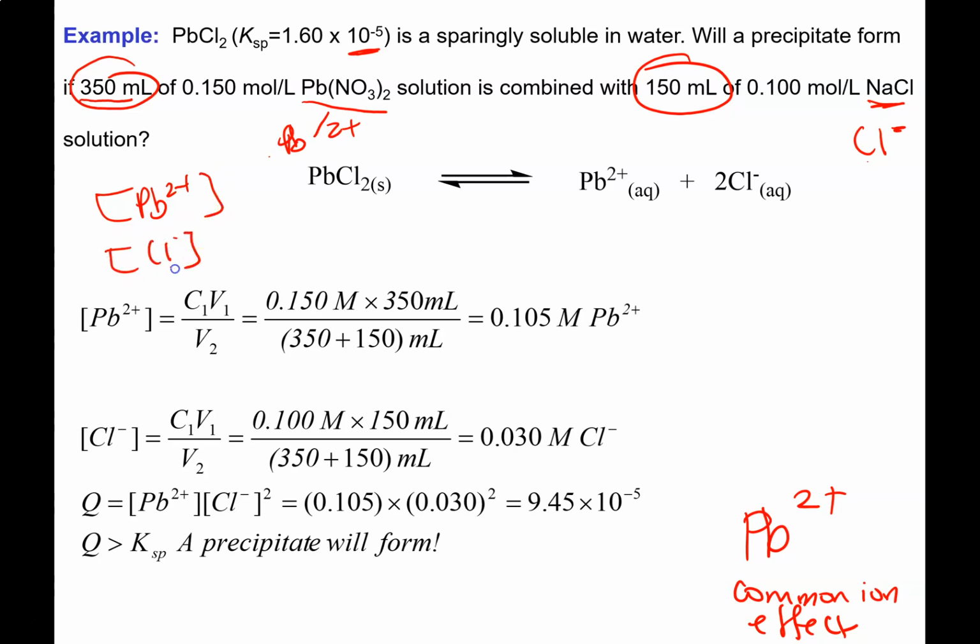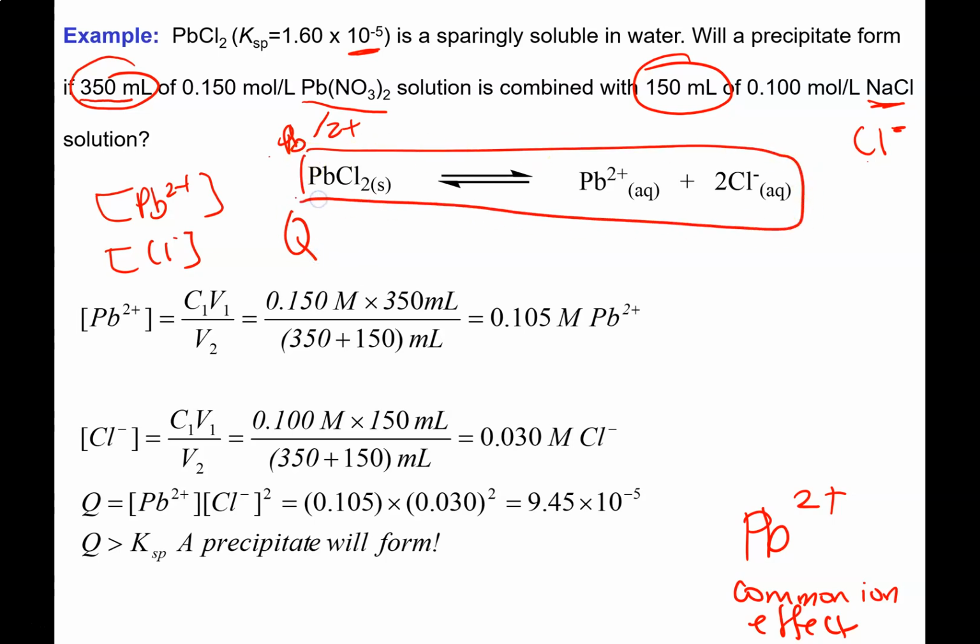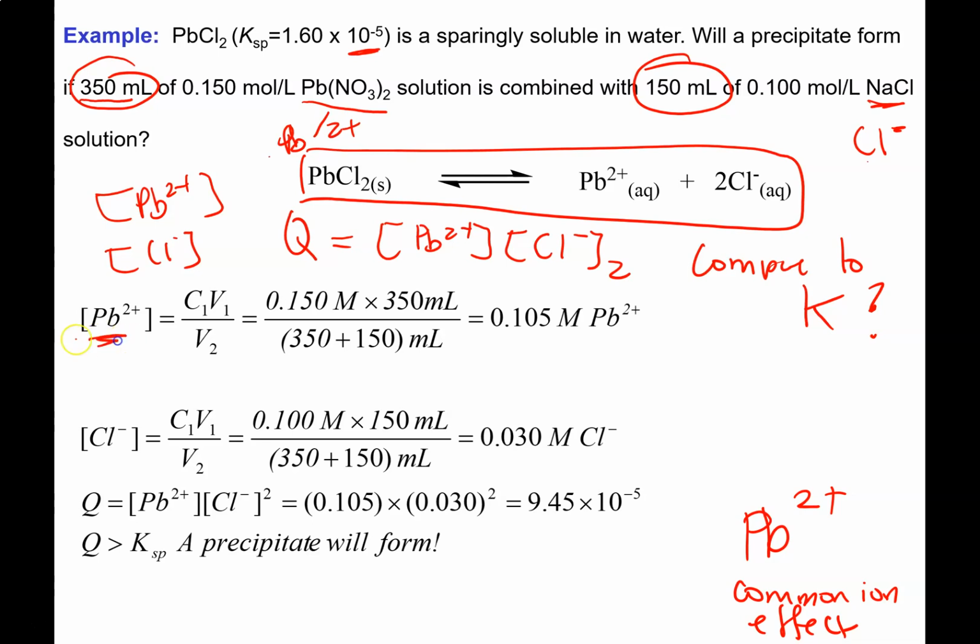figure out your concentration of chloride, and then calculate Q for this reaction, which will just be the concentration of my lead ions multiplied by the concentration of my chloride ions, and then compare that to K, right? Is it bigger or smaller? If it's bigger than K, then that equilibrium is going to shift to the left and a precipitate will form. So I'm doing C1V1 equals C2V2 type calculations to calculate my concentration of lead.